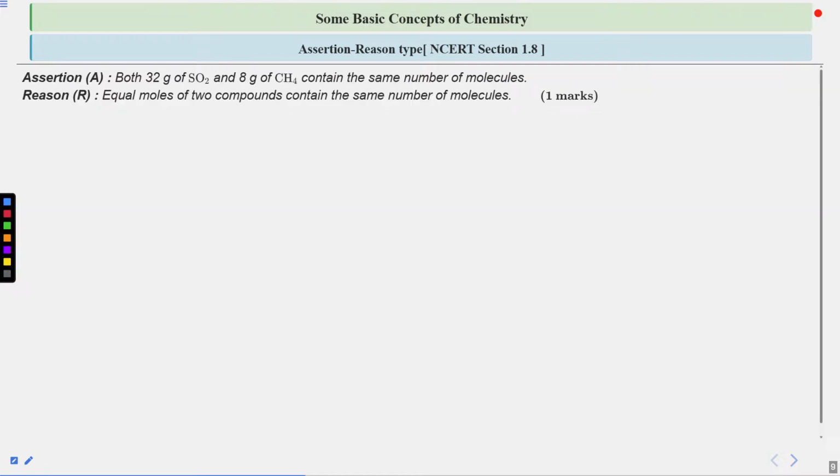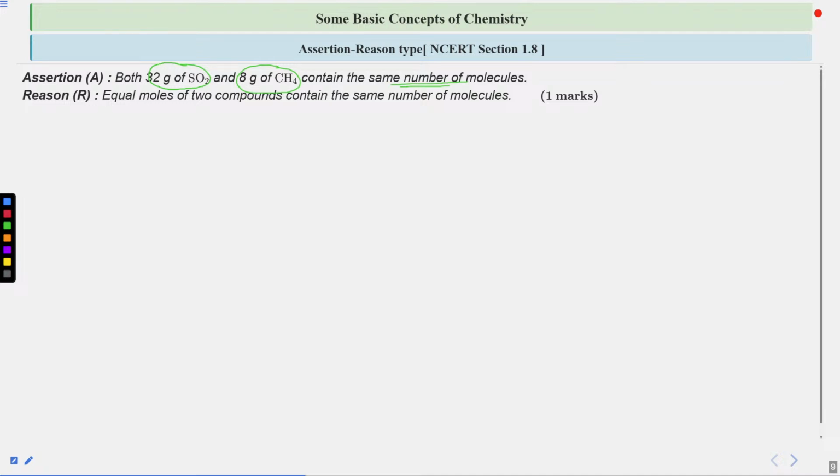So let's see if this is true or not. Before that, let me make you understand the question. The question is saying that we have 32 grams of SO2 and 8 grams of methane. So will they have the same number of molecules? So this is the first question.